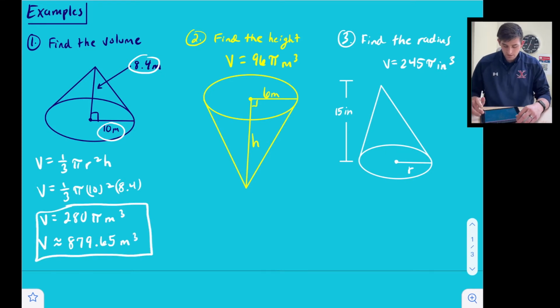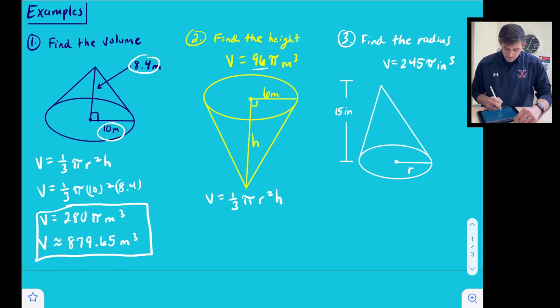Okay, for number 2, we are given the volume. The volume is 96 pi meters cubed. We are also given the radius, 6 meters, and we want to find the height. So we can use our volume equation, but now we want to solve for h. So we have volume equals 1/3 pi r squared times the height.